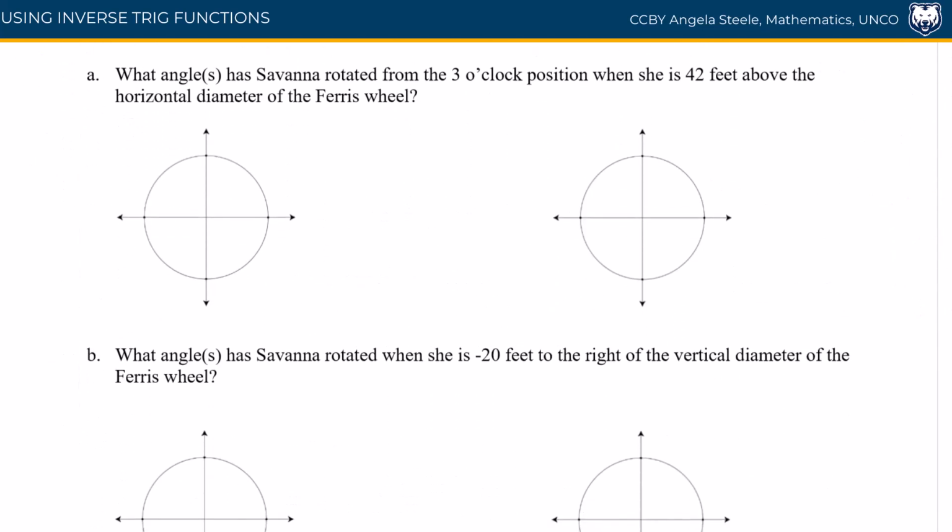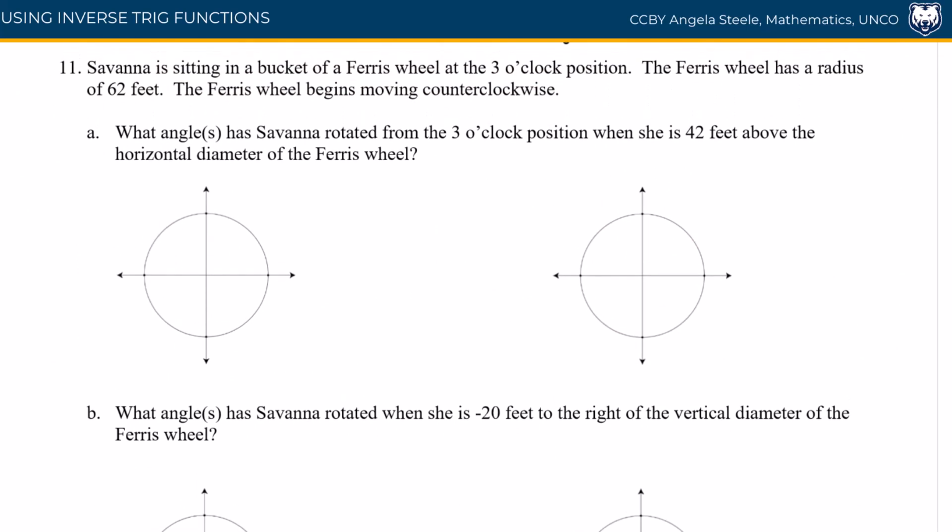Okay, so now let's take a look at an application problem so you can see why we are looking at functions being invertible. Okay, so we've got Savannah sitting in a bucket of a Ferris wheel at the 3 o'clock position. The Ferris wheel has a radius of 62 feet, so let's make a note of that. Radius equals 62. The Ferris wheel is going to be moving in that counterclockwise direction. And we want to know what angle or angles Savannah has rotated from our 3 o'clock position when she is 42 feet above the horizontal diameter of the Ferris wheel.